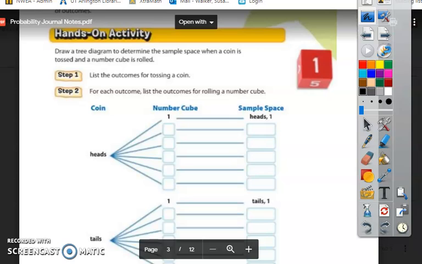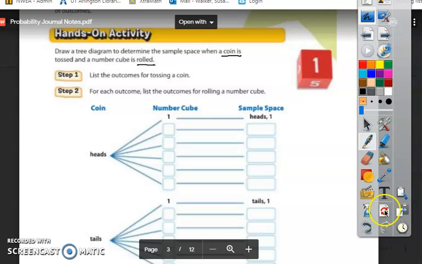So draw a tree diagram to determine the sample space when a coin is tossed and a number cube is rolled. So guys, what we're doing here is 2 things. We kind of talked about that yesterday in class. How many things we're doing? We are flipping a coin and we are rolling a number cube. We're doing 2 things.